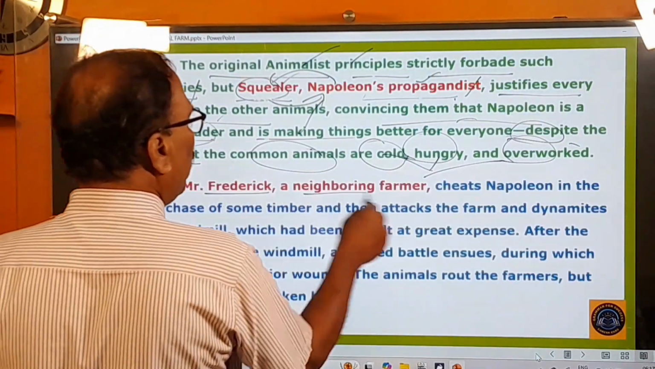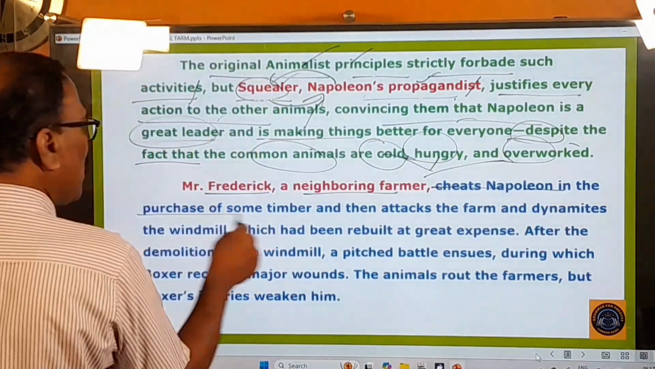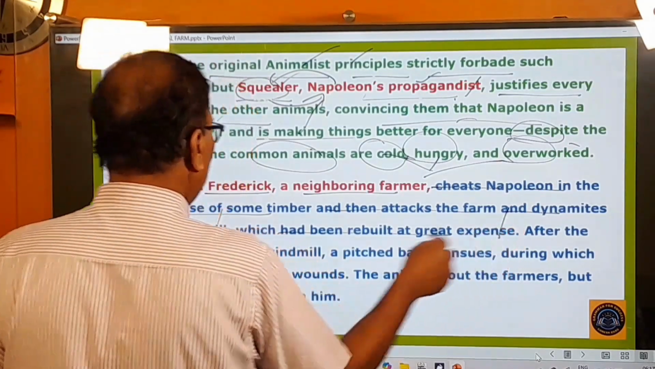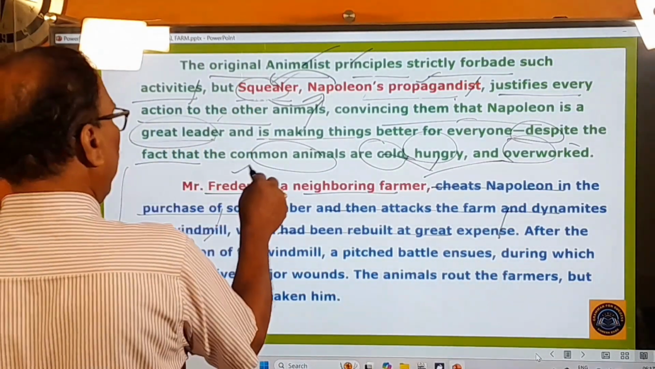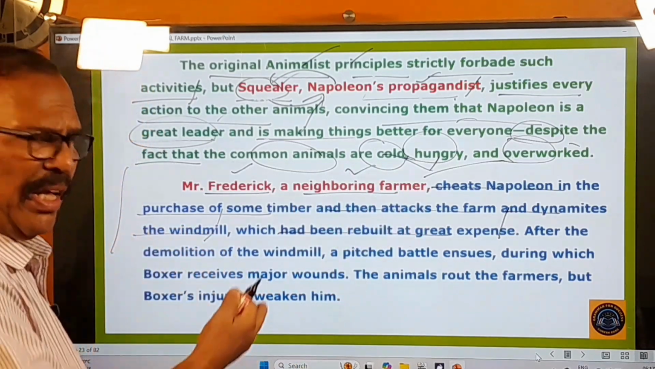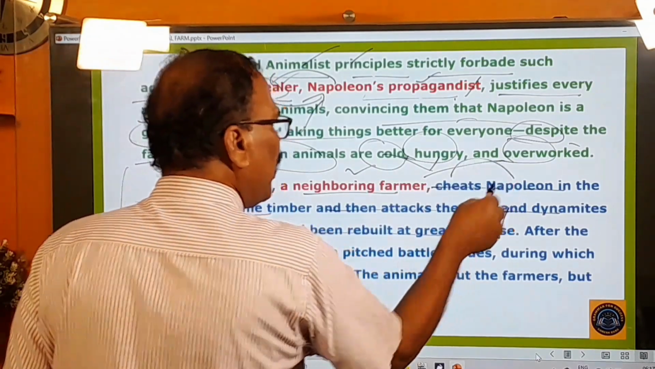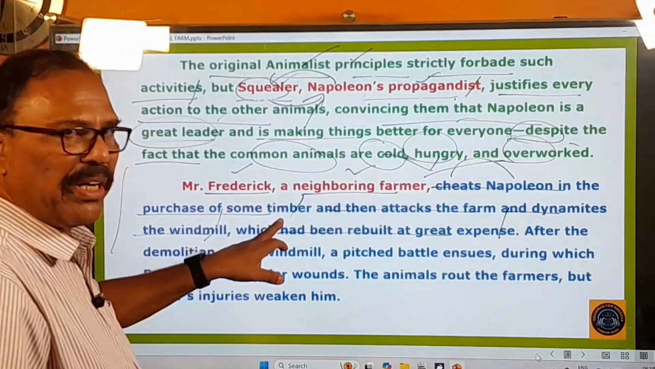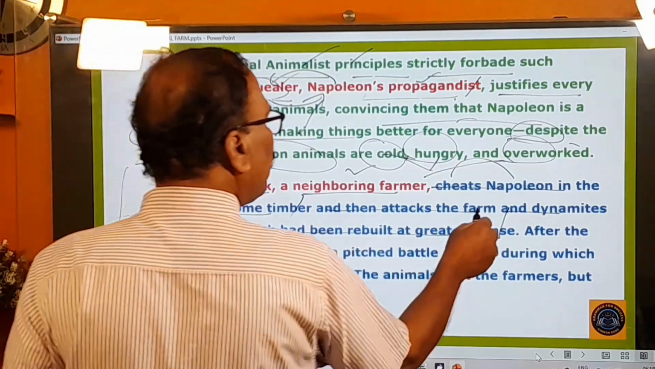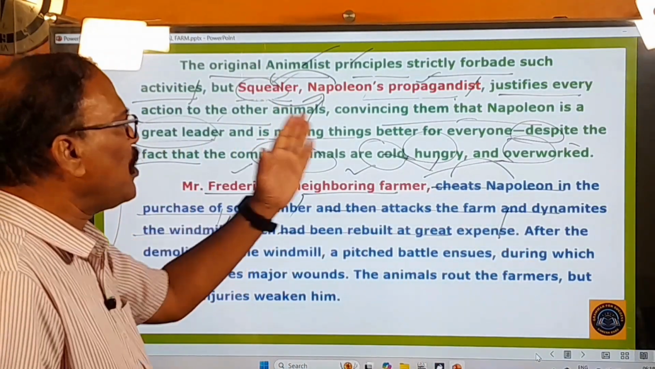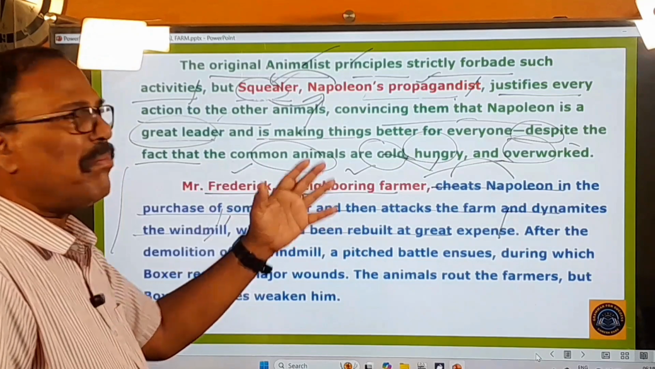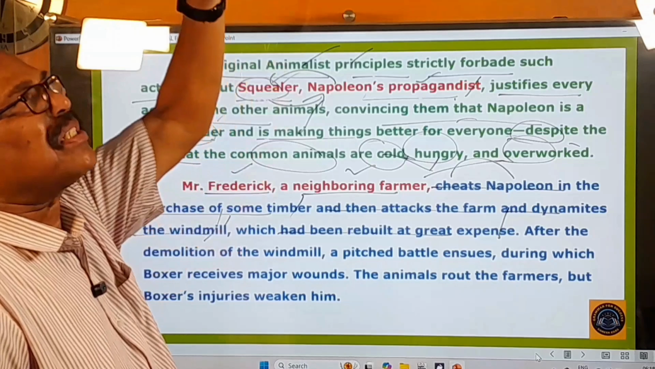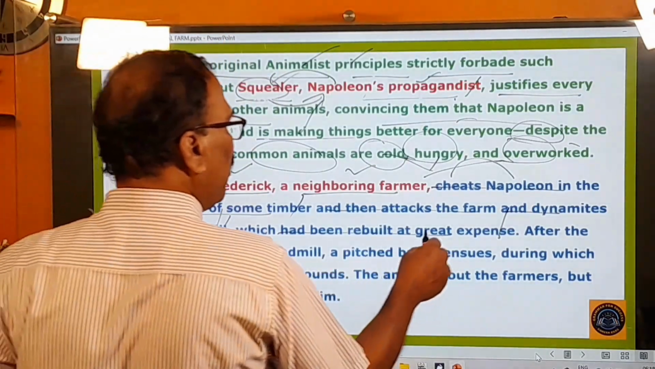Mr. Frederick, a neighboring farmer, cheats Napoleon in the purchase of some timber and then attacks the farm and dynamites the windmill, which had been rebuilt at a great expense. So here one story is there. Mr. Frederick is a neighboring farmer. The story is very simple. He cheats Napoleon in the purchase of some timber. Timber means some wood. Then he attacks the farm and dynamites the windmill. He not only cheats Napoleon and attacks the farm, but also dynamites the windmill. That means he blasts that windmill also, which had been rebuilt at a great expense.